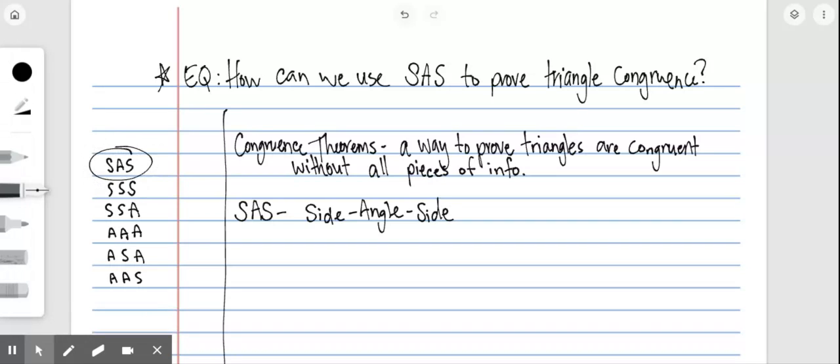So the order of each of these matters, because if you notice, side, angle, side, and side, side, angle have the same letters, like they both have 2 sides and 1 angle, but the order in which they're presented really matters, because this A in the middle means that the angle has to be right in between the 2 sides. So order matters.